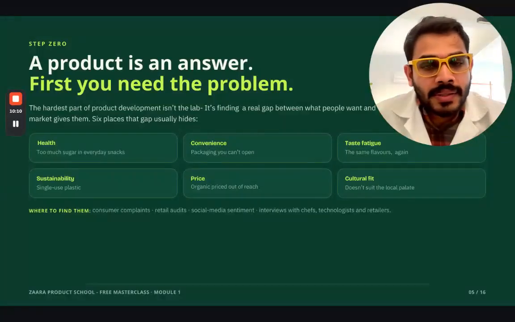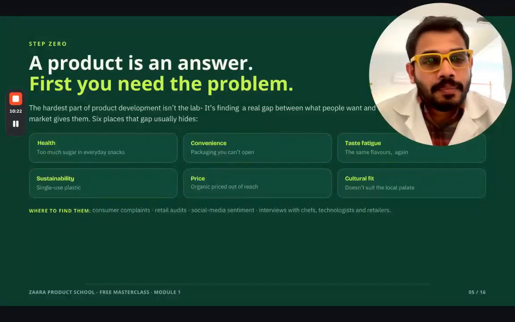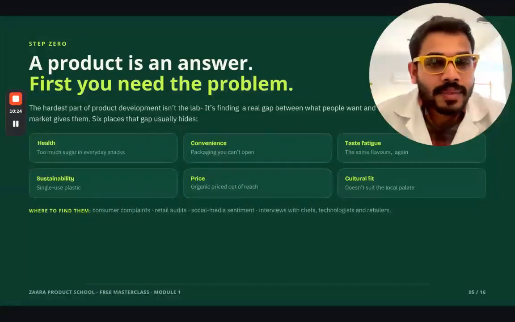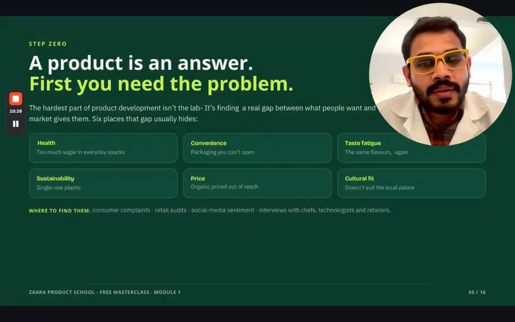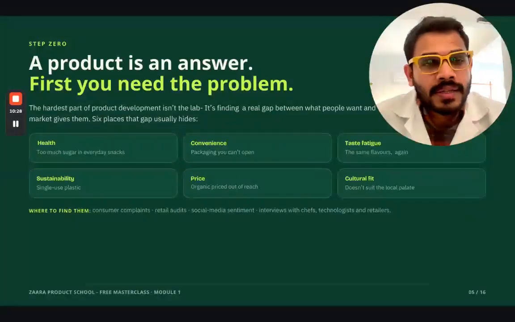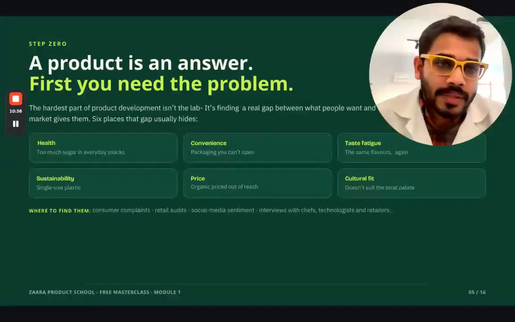Second, the retail audits. If you discuss with retail people about the products and what the issues are, you can see a lot of things. And social media is a great platform to analyze the global problems in the food sector as well as the cosmetic sector. And if you see the interviews of chefs, technologists, and retailers talking about the pain points, analyzing that pain point and developing a product is the impact of a product developer.